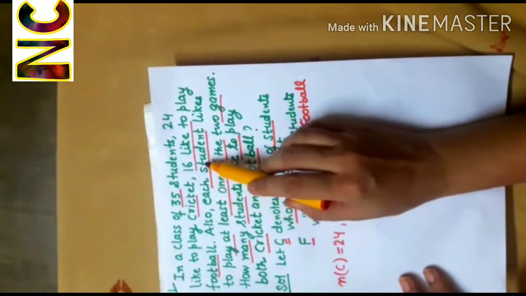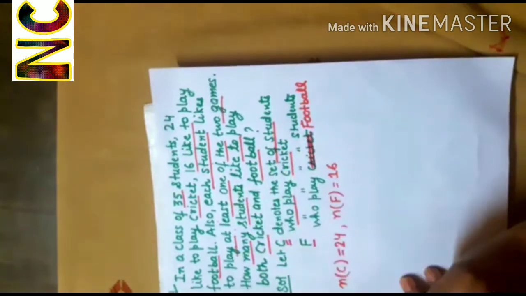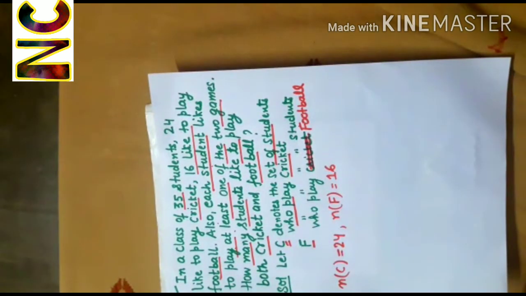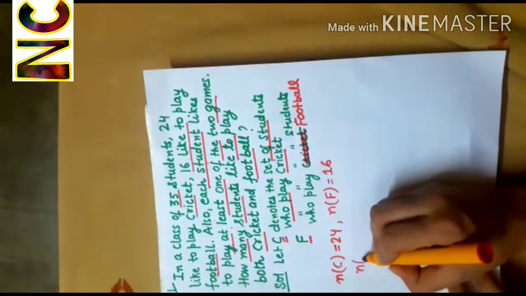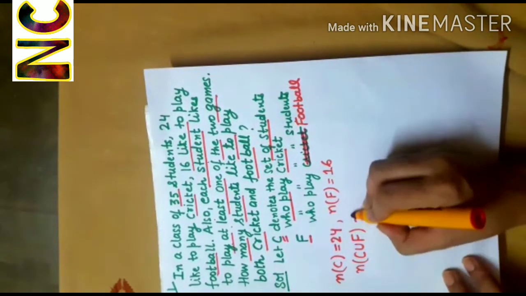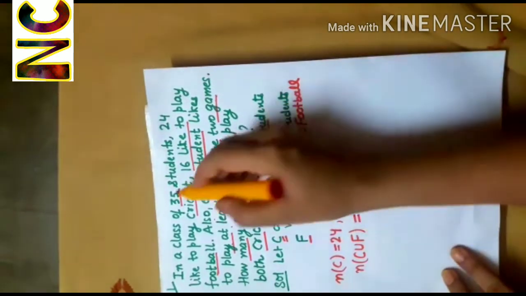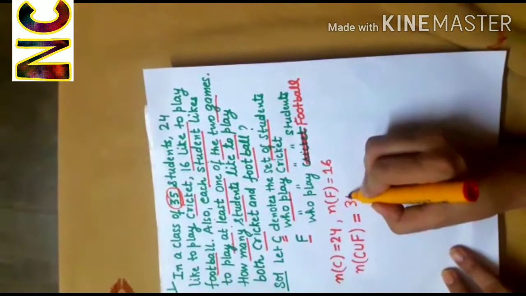Also, each student likes to play at least one of the two games. That means there is no student in the class who plays neither cricket nor football. That means the number of elements in C union F should be equal to the total number of students in the class, which is 35.